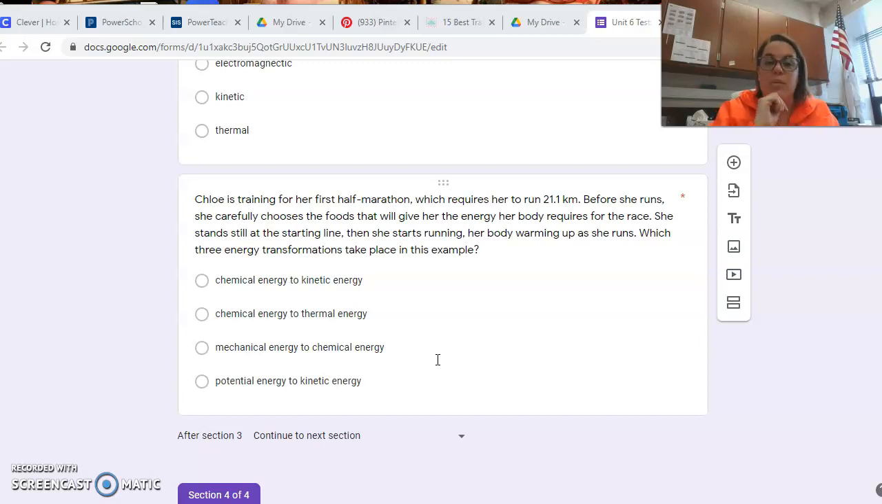3. So pick 3. Is it chemical energy to kinetic energy, chemical energy to thermal energy, mechanical energy to chemical energy, potential energy to kinetic energy?